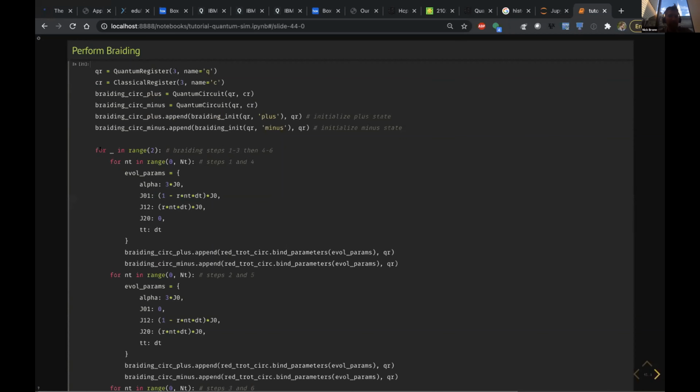But I can go through the system of 3 steps twice. If you remember, we've got to braid 3 times to get back to the original one with the Majorana switched, and then 3 more times to the unswitched. So I just do this twice. Each one of these steps of my 4 braiding steps is going to be essentially defining my evolution parameters for each step, and then attaching to my braiding circuit by binding those parameters to my reduced Trotter circuit that I showed you on the previous page.